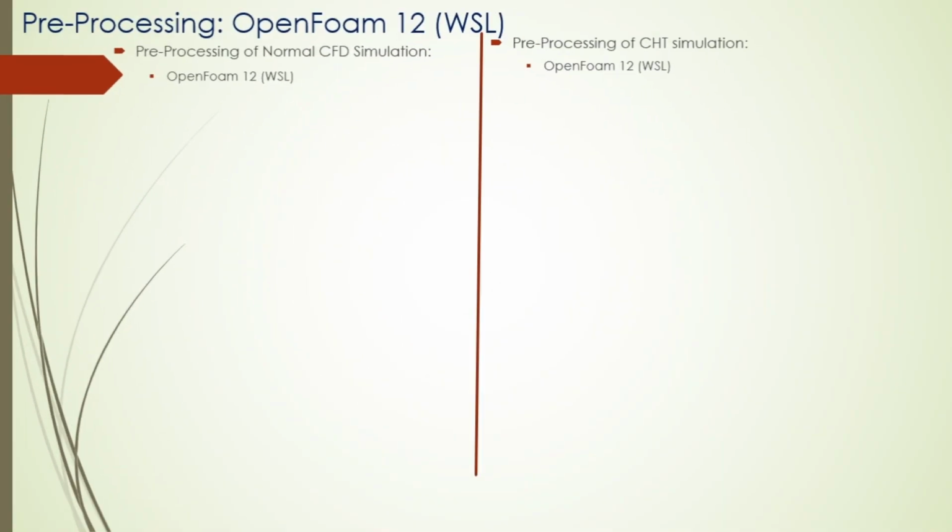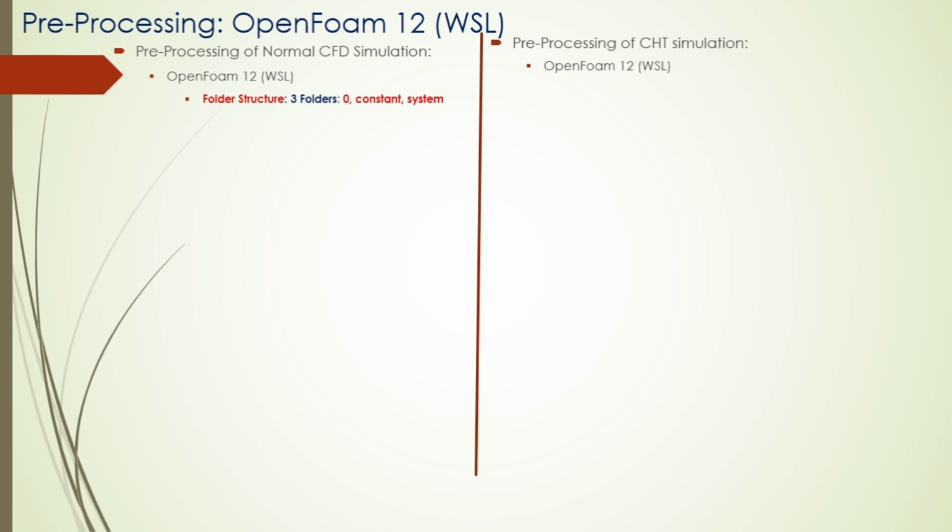Now let us proceed to method 2, pre-processing manually and launching the case in OpenFOAM 12 in Windows Subsystem for Linux. First, let us compare the folder structure for normal and CHT simulations in OpenFOAM 12.